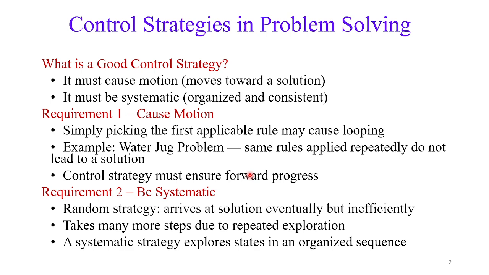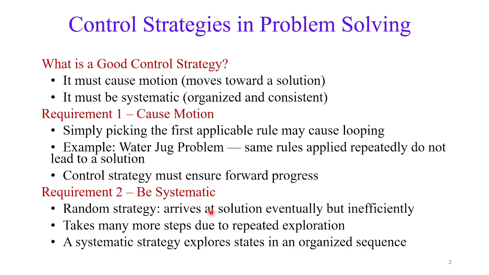The second requirement is that the strategy should be systematic. It should try to explore all the states in an organized and consistent manner. Suppose you follow a random strategy, picking a rule at random every time. Eventually you will find a solution, but it might take a very long time. Maybe you would have visited the same states multiple times.